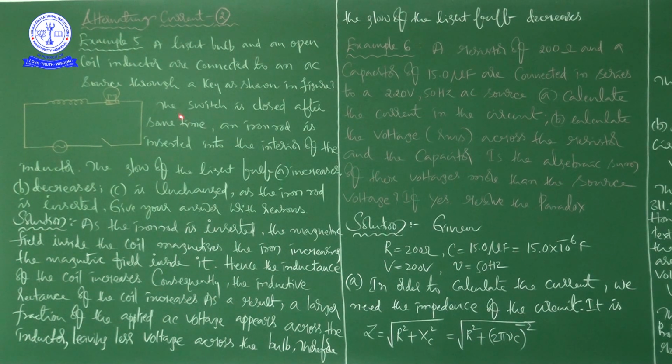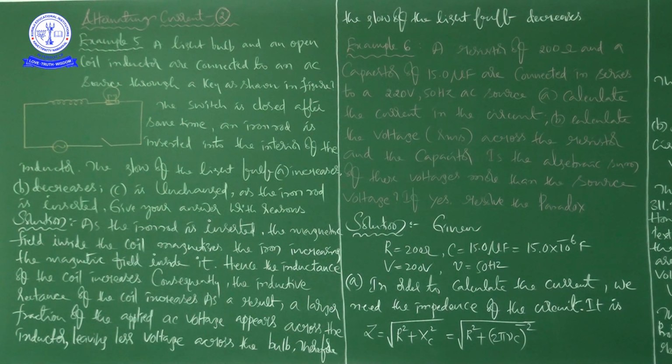Now, the switch is closed, and after some time, an iron rod is inserted into the interior of the inductor. Please try to catch the situation he is describing. It is very important to solve the problem. You know very well, when we close the switch, current starts to flow in the circuit. It's a basic phenomenon.